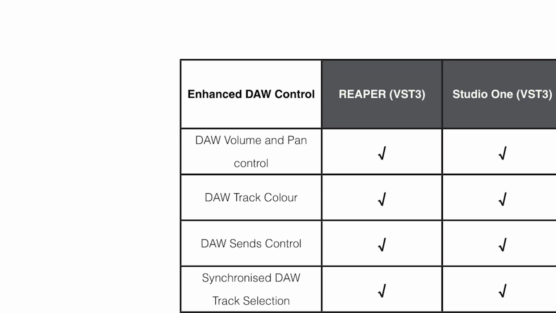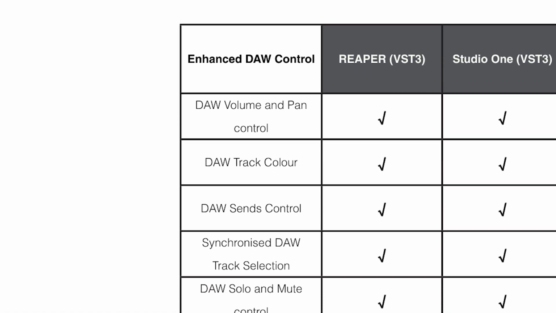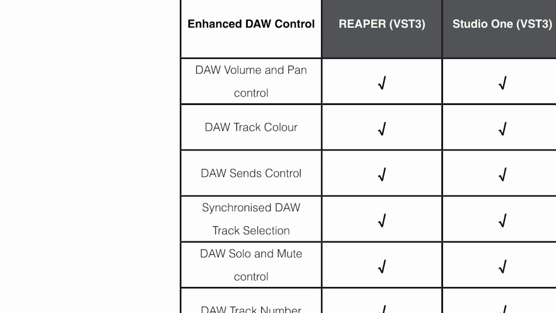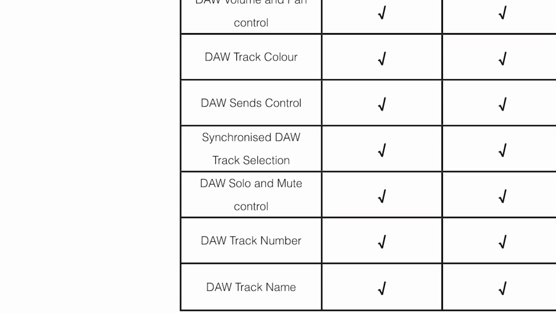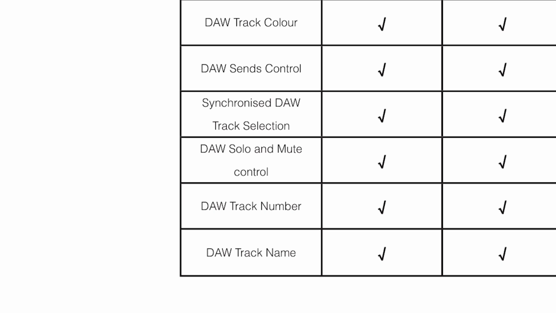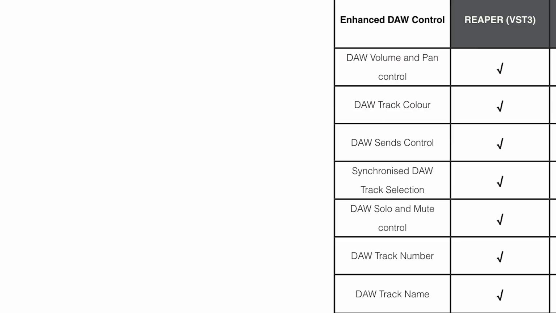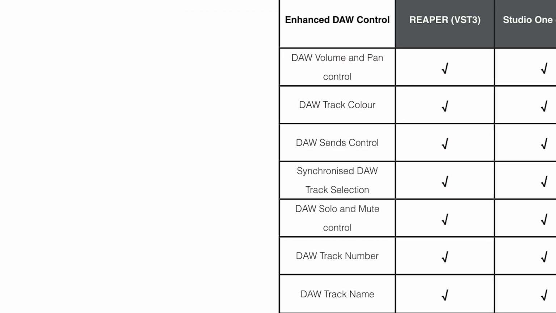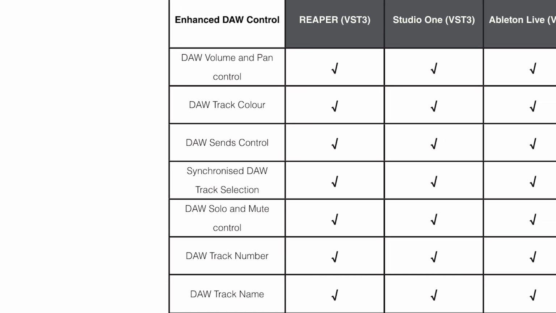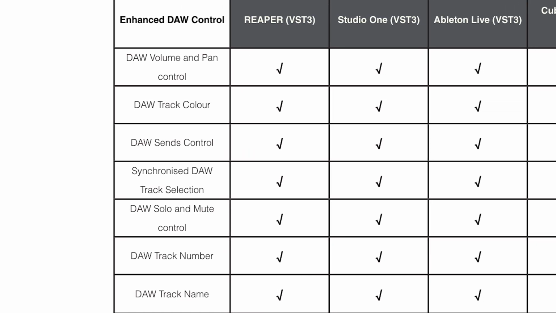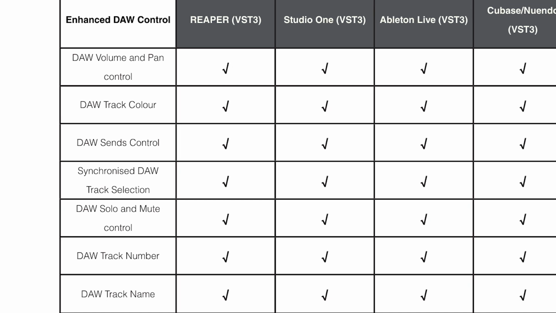Also, while I was in the manual, I learned about all these cool features that it has and all of the DAWs that it worked on. You got DAW, volume, and pan control, track color, sense control, synchronized DAW track selection, solo and mute control, track number, and track name. They even put it in this handy graph so you could see what features work for what DAWs. Up top, we see Reaper, and then Studio One, Ableton Live, that's a good one.